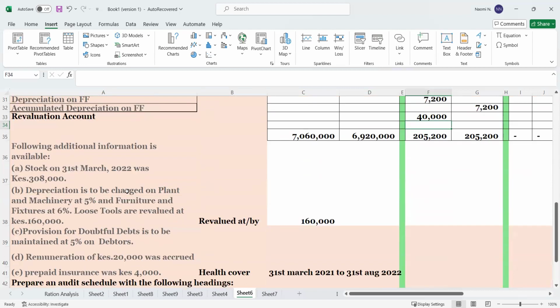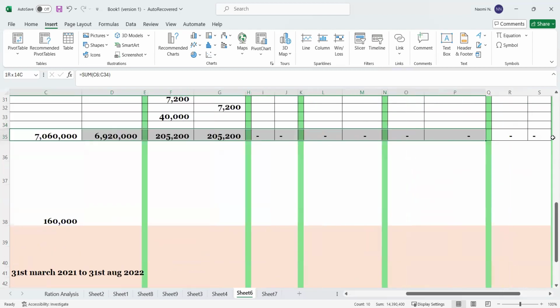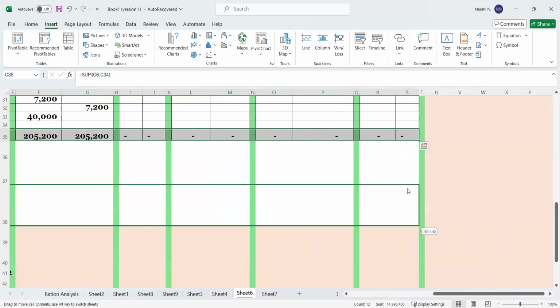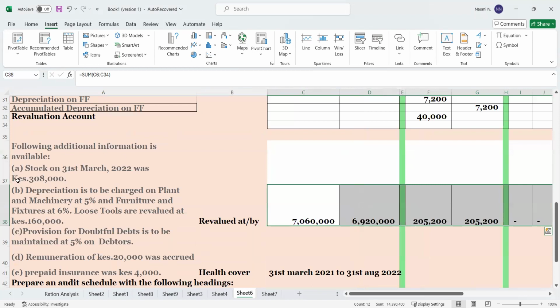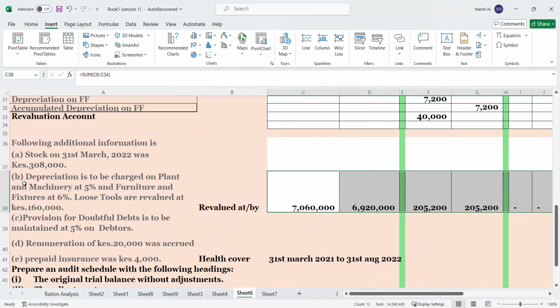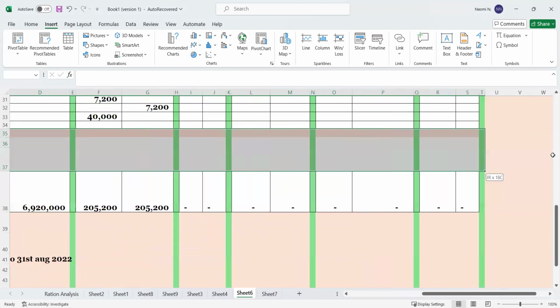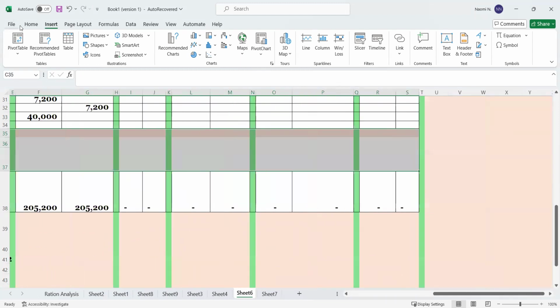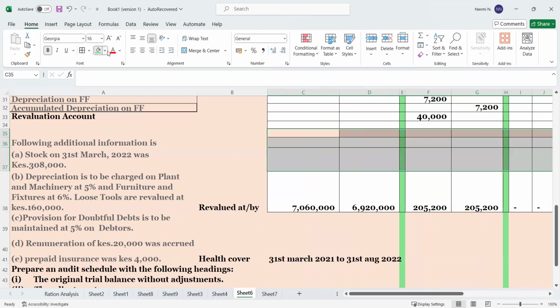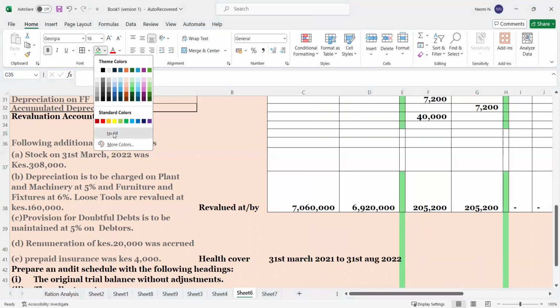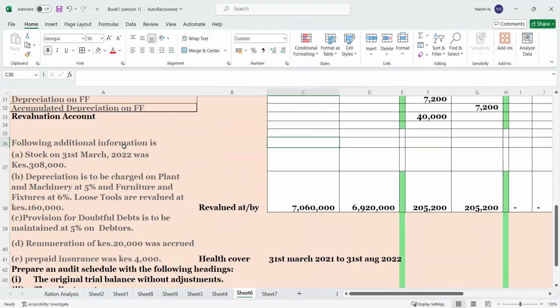I think we will need more space down here. Yes, so that is what we'll try to do. Just in a few we will continue. So we are done with that one.